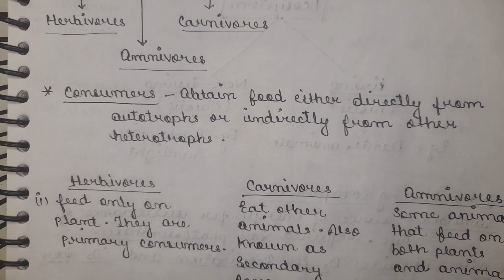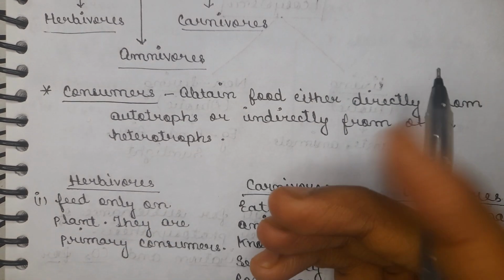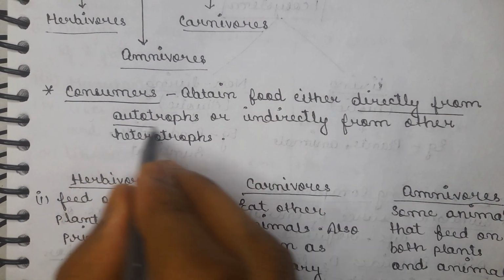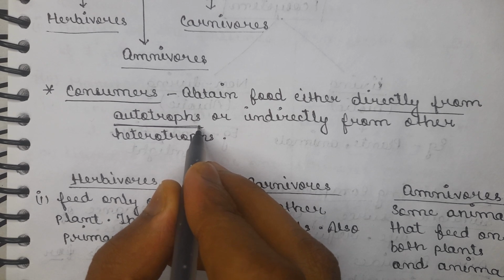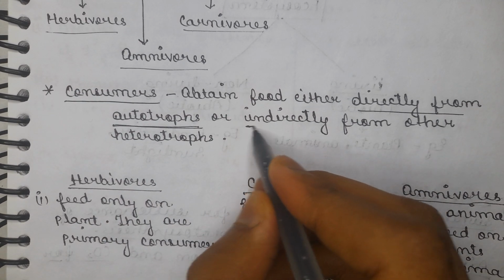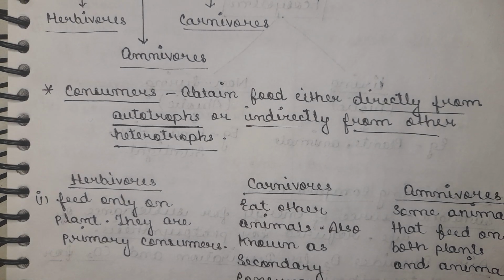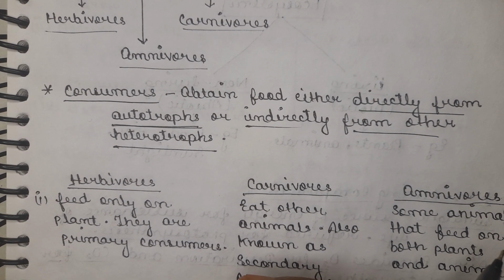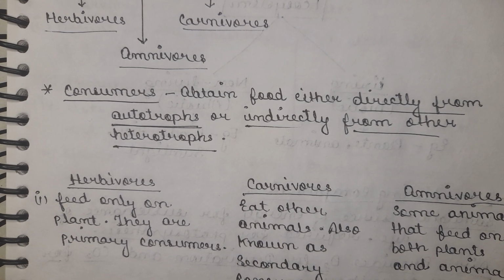So what is this consumer? Consumers are basically those organisms which mainly obtain food directly from the autotrophs. That means directly they obtain food from the plants. Basically the cow takes food or nutrients from the grass. Grass is basically a plant and it is an autotroph. Or they can indirectly take food from other heterotrophs, like we humans give food to the consumer. Now if you have a pet dog, the dog is fed by ourselves, that is humans.